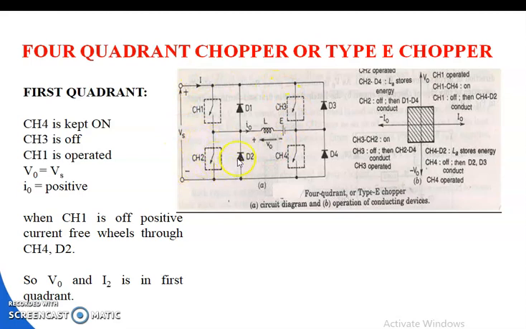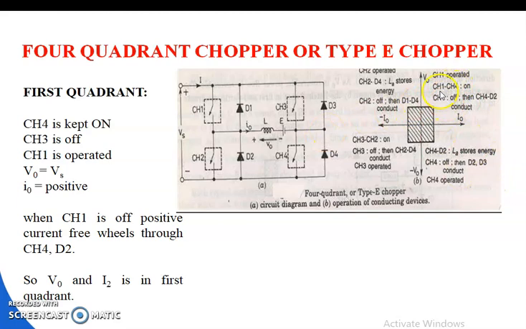And whenever choppers CH3 and CH4 are off, then immediately the diodes D2 and D3 turn on. Whenever diodes D2 and D3 turn on, the path of the current will be L, E, then D3, then Vs, then D2. In this way, the path of the load current during the D3, D2 on condition will be like this. All these devices' conduction periods will be clearly marked in the 4 quadrant diagram.